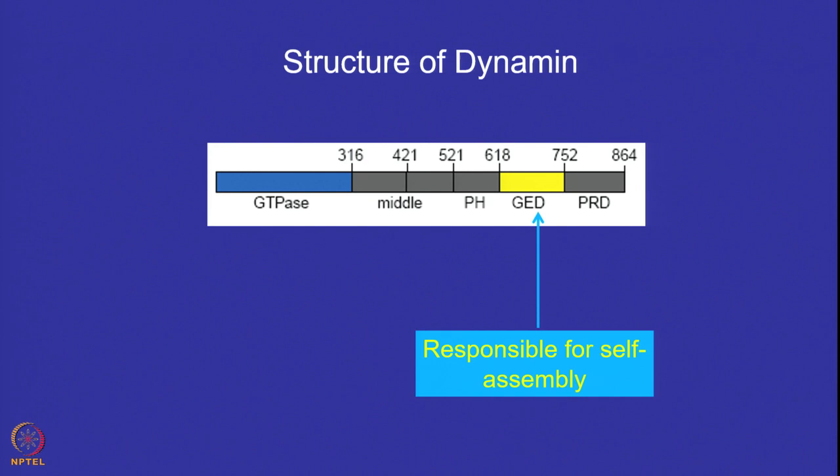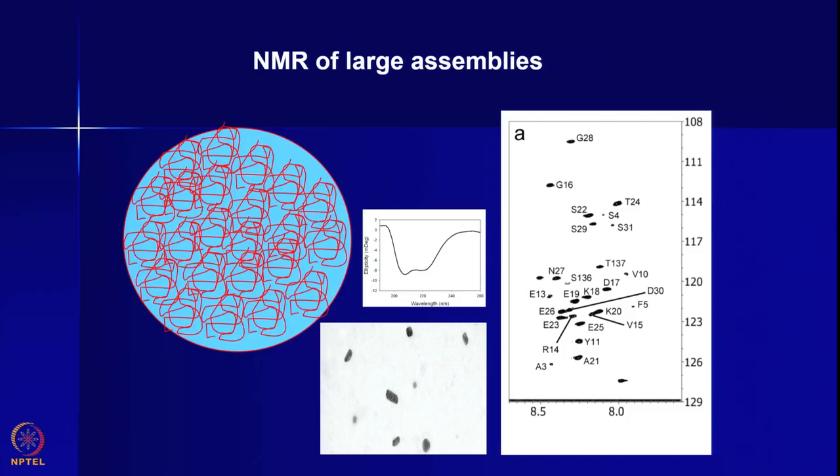So among these domains, it is the GED domain which is responsible for the self association of the dynamin. So therefore, can we study this domain? Okay, let us see this. You can individually express these proteins, produce these proteins in solution, and this is what you get.